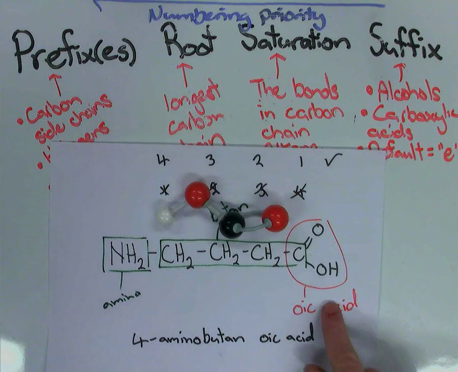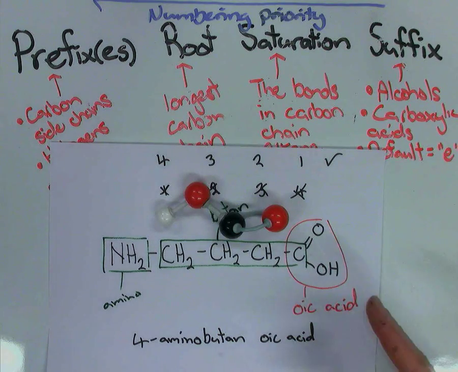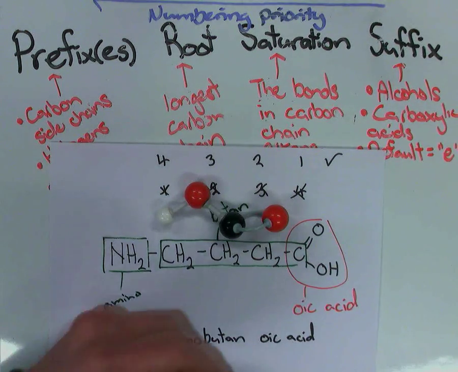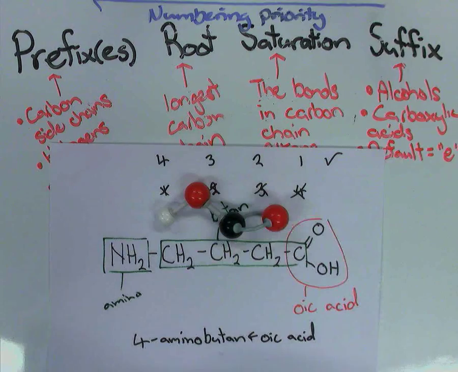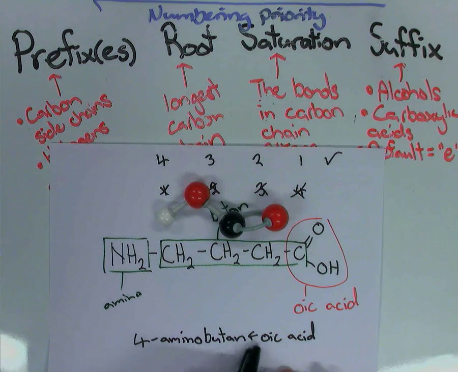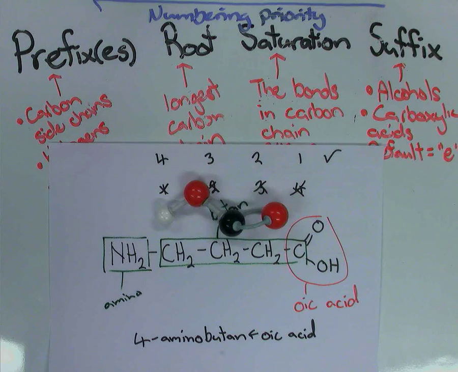And because it has numbering priority, it's actually always number 1. So what we'd actually do is we wouldn't put a number inside there because there's no need to say it's butane 1 oic acid when that can't be anywhere else. So 4-aminobutanoic acid is what we have. Numbers are not required if there's only one possible place for that thing to be found. That's true for all carboxylic acids, so a number won't ever appear there.